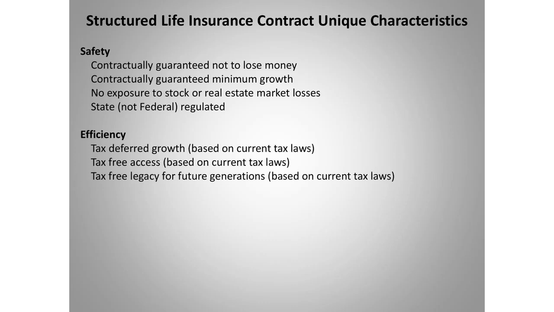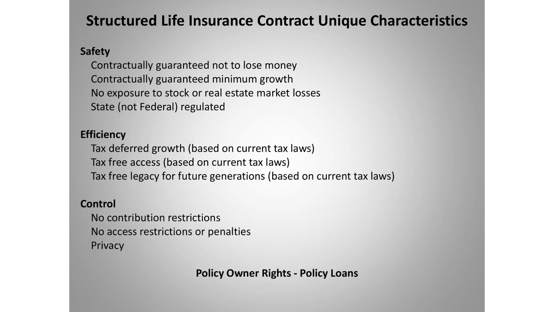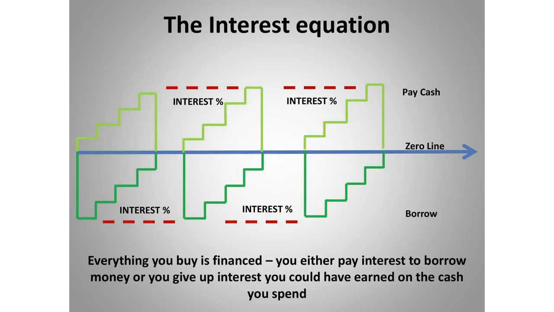Bank on Yourself contracts are tax efficient in that the growth within the policy is tax advantaged. You can access your cash tax-free and leave a tax-free legacy for future generations through the death benefit. This, of course, is all based on current tax laws and regulations and how the policy is structured. Further, Bank on Yourself contracts offer a tremendous amount of control. You have no contribution restrictions or access restrictions or penalties like you would with most other types of wealth accumulation accounts like IRAs or 401ks. Finally, one of the most important features is the policy owner's right to access financing through policy loans.